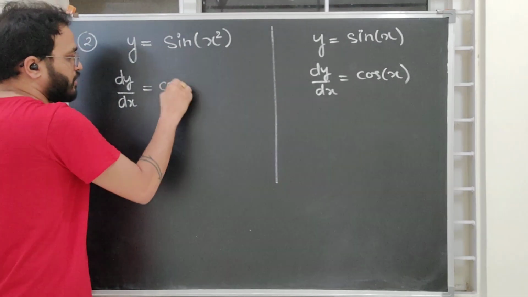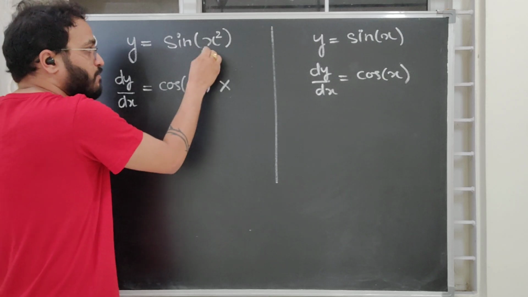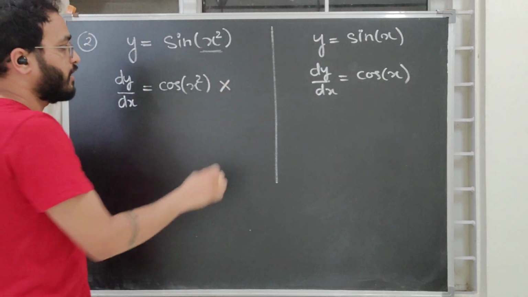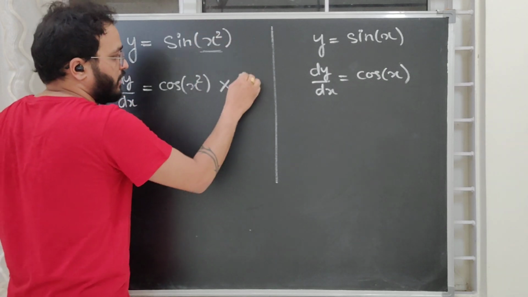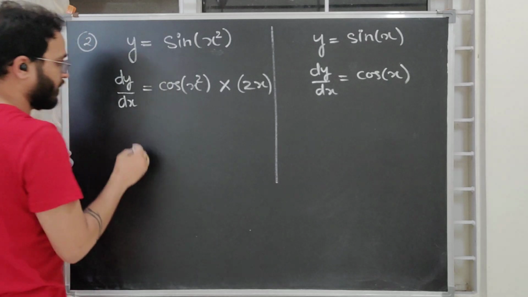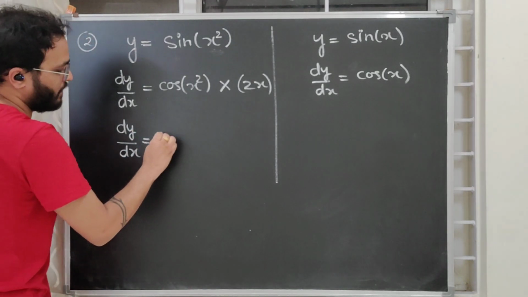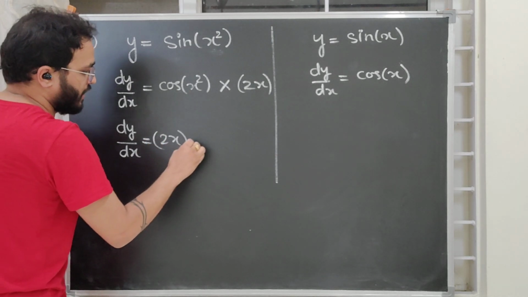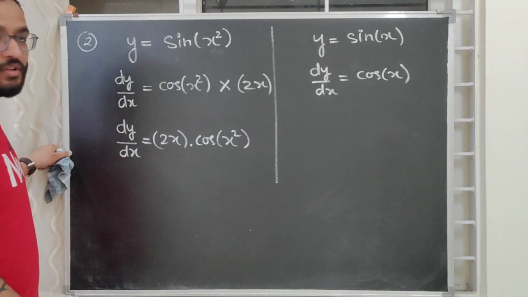So you will say, sir, cos, write it as it is. Now you have to multiply this differentiation with the derivative of x square. What will be the differentiation of x square? You will say 2x. So your final dy by dx function will become 2x into cos of x square. Do you get it?